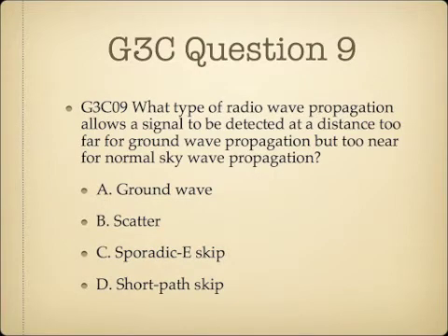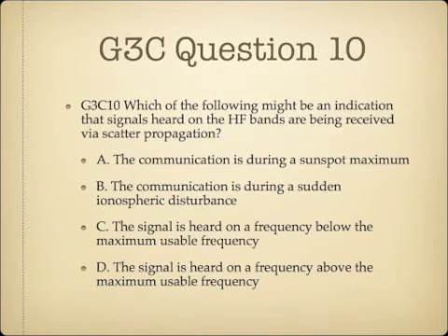Question 9. What type of radio wave propagation allows a signal to be detected at a distance too far for ground wave propagation but too near for sky wave propagation? A, ground wave, B, scatter, C, sporadic E skip, or D, short path skip? Question 10. Which of the following might be an indication that signals heard on the HF bands are being received via scatter propagation? A, the communication is during a sunspot maximum, B, the communication is during a sudden ionospheric disturbance, C, the signal is heard on a frequency below the maximum usable frequency, or D, the signal is heard on a frequency above the maximum usable frequency.